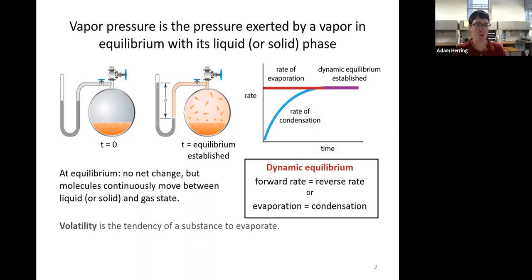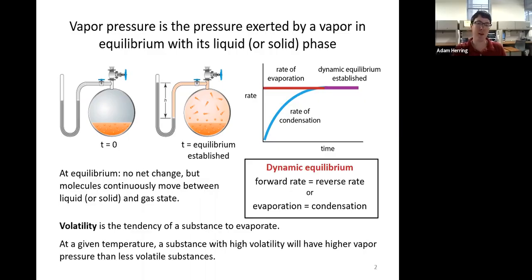Let's now talk about a term called volatility. Volatility describes the ease with which a substance will evaporate. So at any given temperature, if a substance has high volatility, then it's going to have a higher vapor pressure. This should make sense because if it's volatile and evaporating, then there are going to be more molecules leaving the liquid phase to enter the gas phase and able to stay as a gas. So the overall pressure will be larger than for molecules that have low volatility.